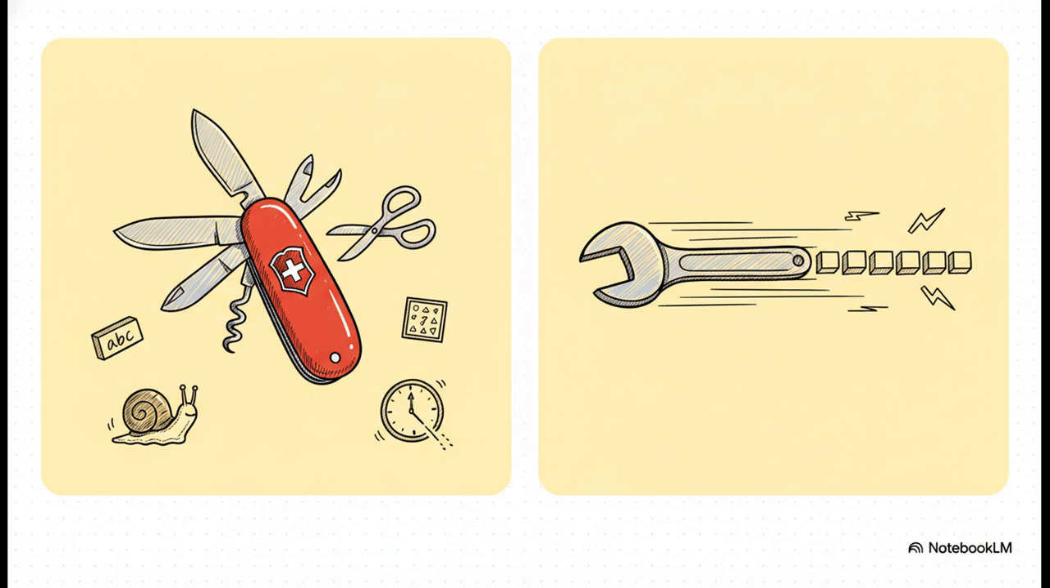Think of a Python list like a Swiss Army knife. It's awesome, right? Super flexible. It can hold anything you throw at it. Numbers, text, even other lists inside of lists. But a NumPy array, that's more like a high-performance socket wrench. It's built for one specific job, and that's doing math with numbers, and doing it incredibly, incredibly fast.